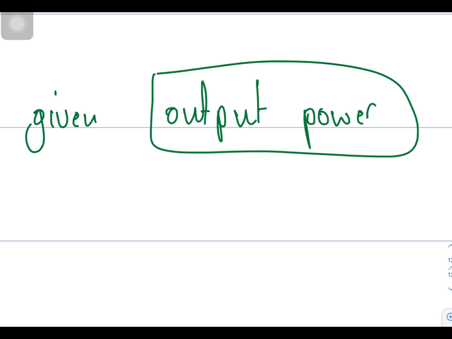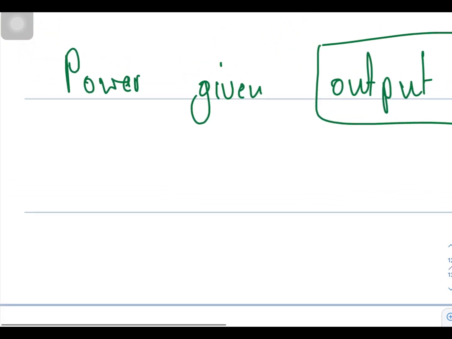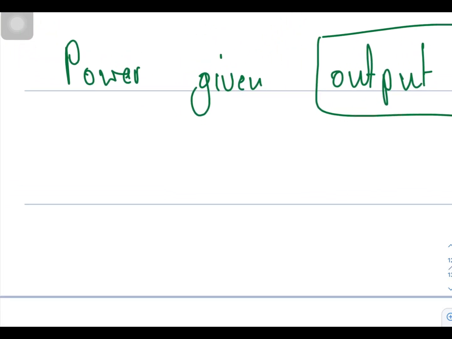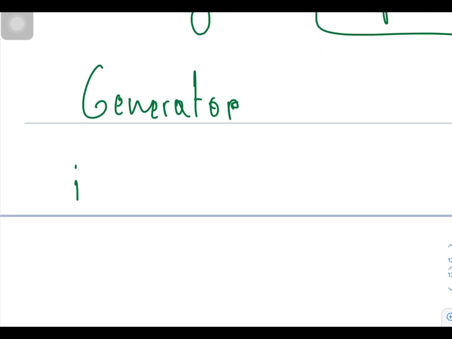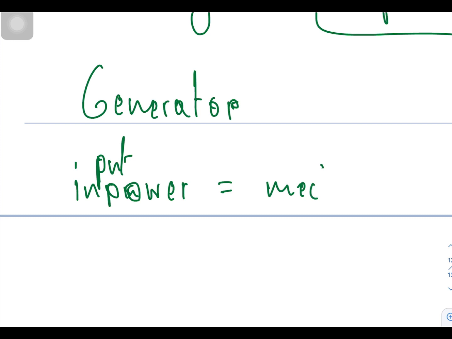Okay. And another thing I now want to explain with regards to power, guys, in a generator. I start here at the generator. What is the input power in a generator? The input power is mechanical. We spin the turbine, or we spin the armature, then we generate electricity. So the input power is what? Mechanical.